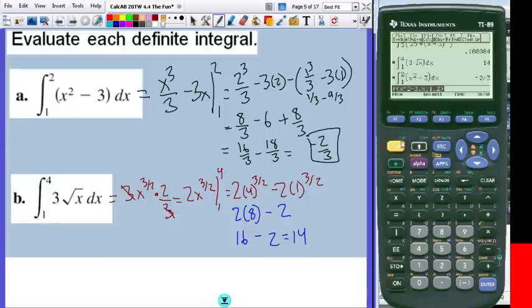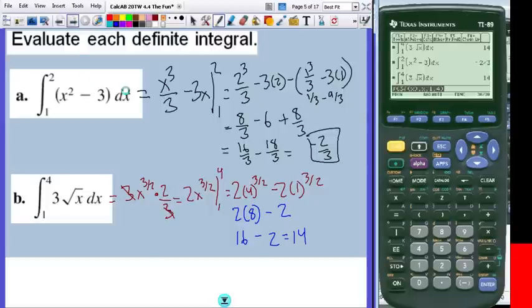Now let's use my TI-89 to verify this answer. I'm going to hit second integral right here, and I'm going to plug in 3 times square root of x, close that off. X is my variable, and then you want to put the lower number first, 1, and then the upper number second, 4. Close it off, and my answer becomes 14, which is exactly what I got right here. All right, let's move on.